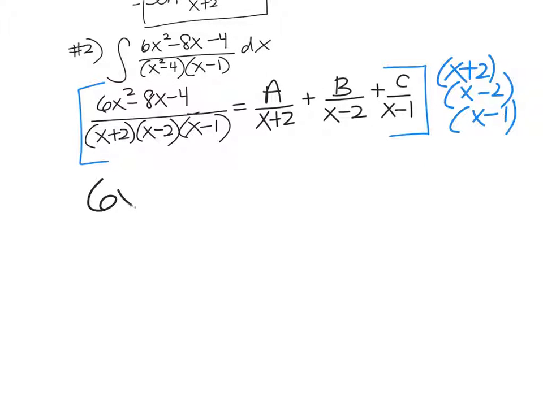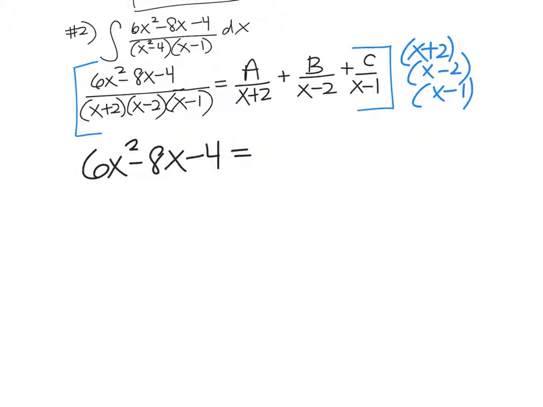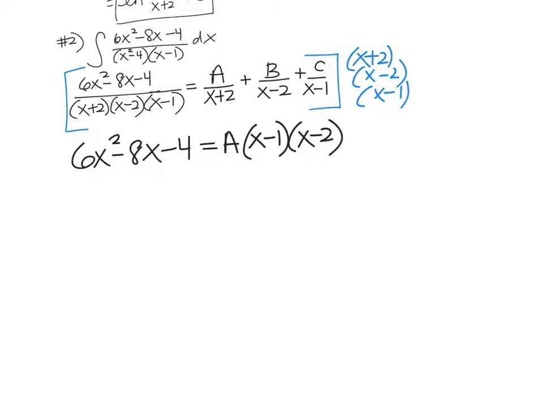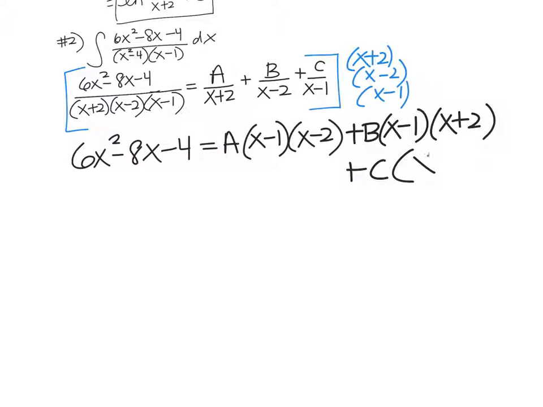And we get 6x squared minus 8x minus 4 equals A times x minus 1 times x minus 2. Doesn't matter what order that's in. Plus B times x minus 1 x plus 2 plus C times x minus 2 x plus 2.